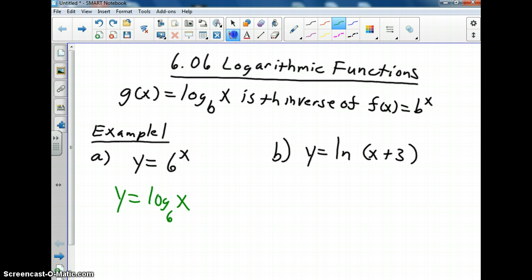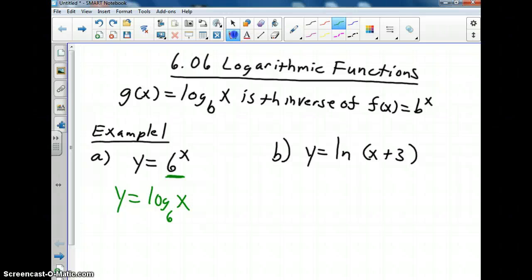Okay, now that's real basic and simple, and they are real basic and simple if it starts off like this, right? If it starts off as a basic one. The problem is when you put additional stuff on the side of it. That's when it gets more difficult. Okay, so here comes the second one. Here comes B. Y equals ln of x plus 3, right?